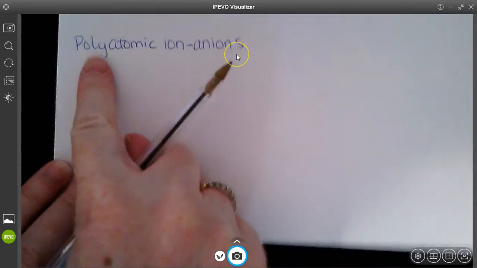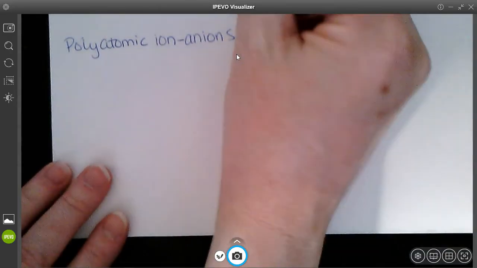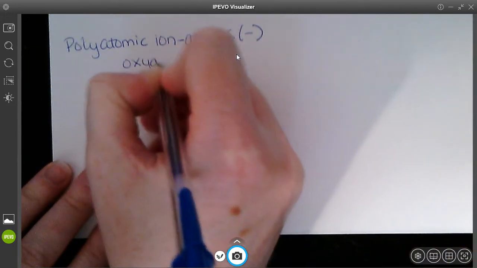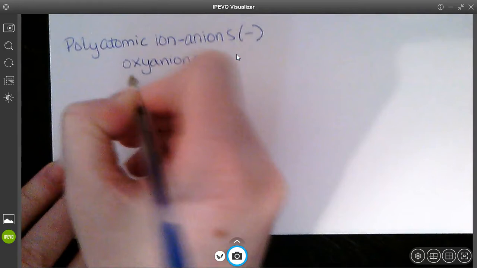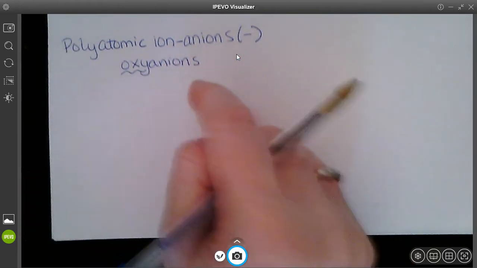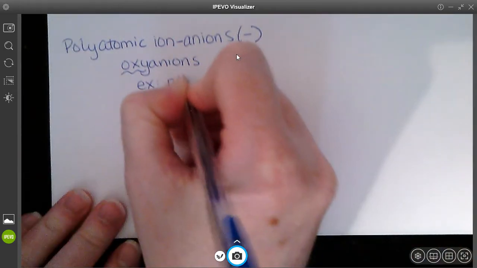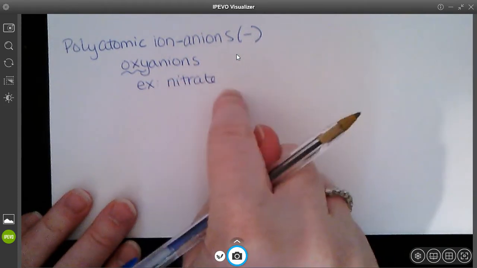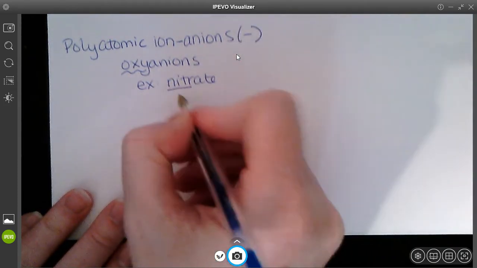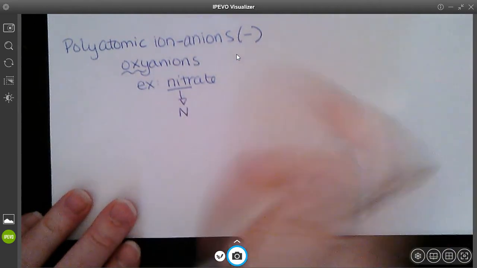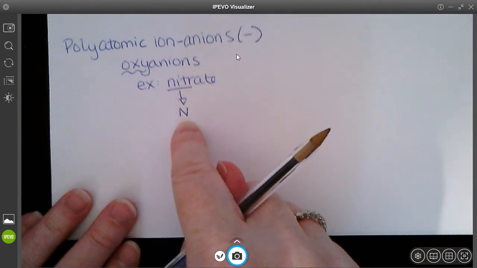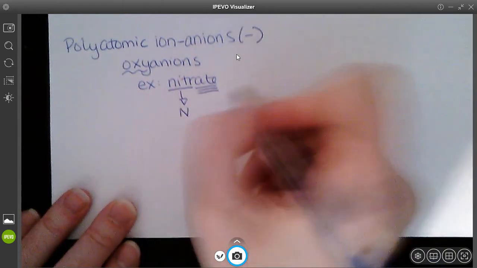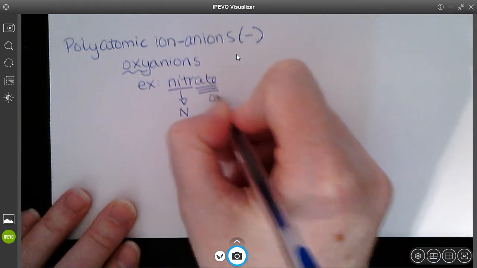Let's go over that. So polyatomic ions that are anions, meaning they have a negative charge, a lot of them are going to be oxyanions, which means that they contain oxygen and then something else. So for example, nitrate is a polyatomic ion. And from the word nitrate, this tells you that there is a nitrogen. Usually, if we had a nitrogen ion, we'd call it nitride with an IDE. But this ATE tells you that there is oxygen involved.